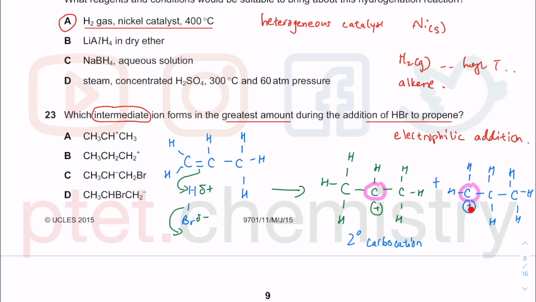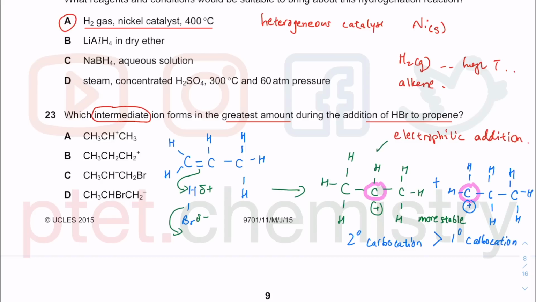The carbon with a positive charge is only bonded to one carbon. This is a primary carbocation. You only have one alkyl electron donating group by inductive effect. So I can say that secondary carbocation is more stable than primary carbocation. Therefore, this will give me the major product where the bromine is there, and that will give me 2-bromopropane, which is the major product, and the 1-bromopropane, which is the minor product.